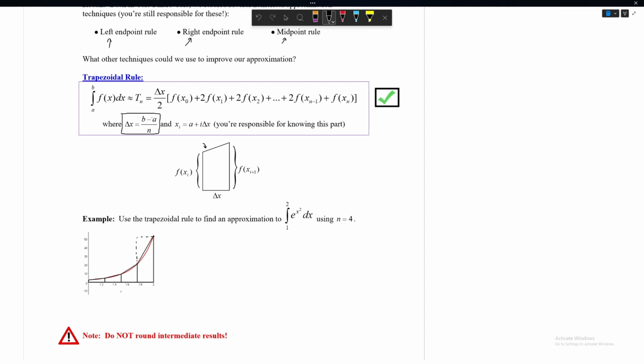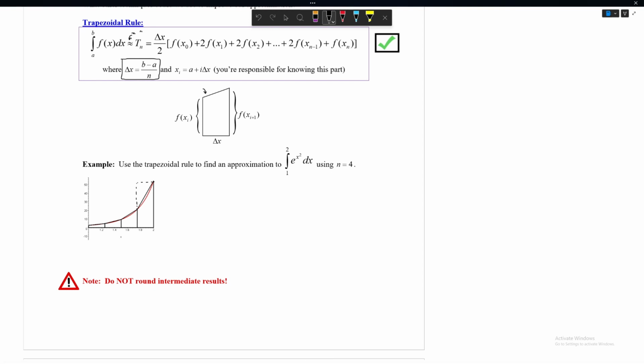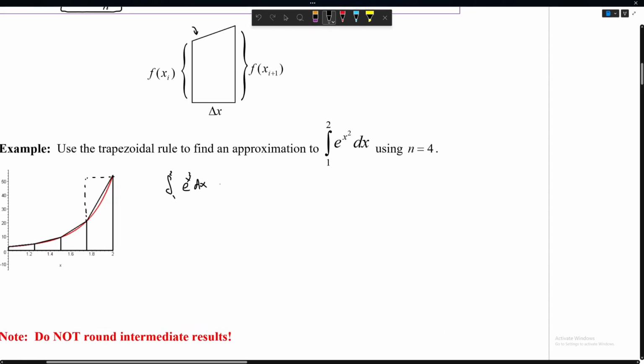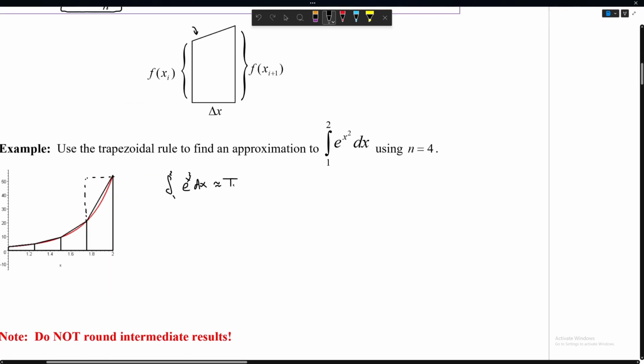Your change in x is your bounds subtracted from each other divided by the number of n's you want to use. So we're going to go straight through this. Your equation is not an equal sign. It's this little wavy equal, and this says it's an approximation, because this doesn't give you an exact value. It gives you an approximation, an estimate, if I might say so. If I were to plug this into this equation, my bounds go from 1 to 2, my f of x is e to the x squared dx, approximated with the trapezoidal rule, where n is 4.